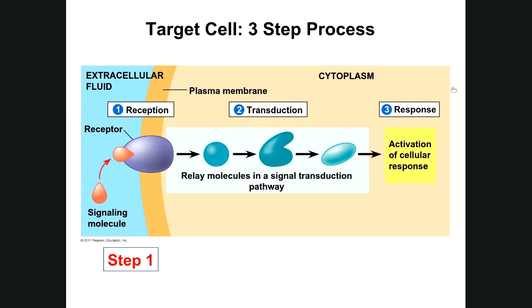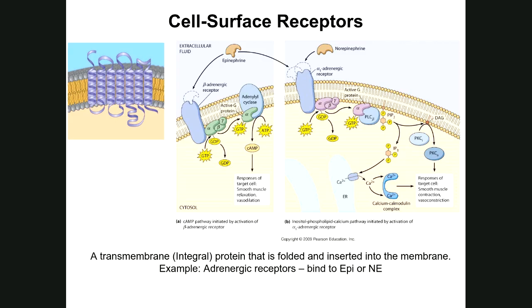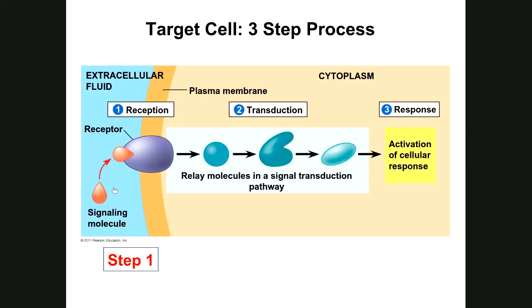It's a three-step process. The first step, and I'm going to show you this PowerPoint a few times, so just look at the bottom to know which step we're on. The first step, step one, is called reception. Reception is simply where the ligand, or signaling molecule, binds to its receptor. In this case, they're showing you a transmembrane protein, or more specifically, a cell surface receptor. The ligand binding side of the cell surface receptor is facing the ECF. And the ligand binding site has to have a shape that complements the shape of the signaling molecule or ligand so that reception can occur.